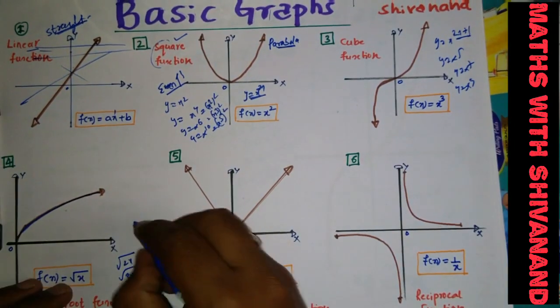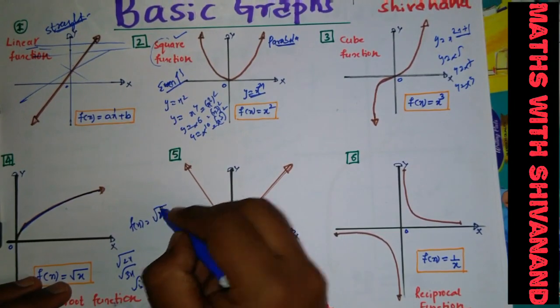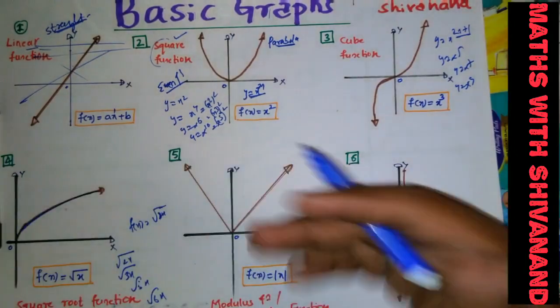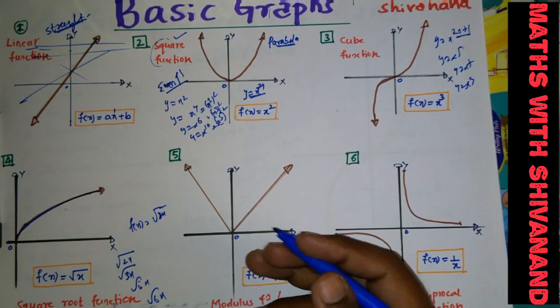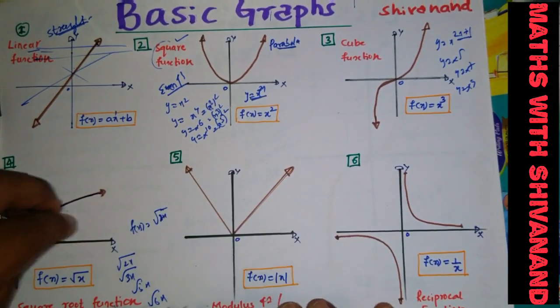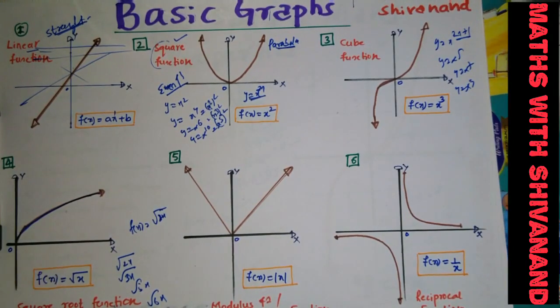Sometimes the question is of the type f of x is equal to root 2x, and asks whether it is one-one or not. To check one-one, we go with the horizontal line test. Definitely it passes, it cuts at only one point, so it's one-one. Root 3x, root 5x, root 6x all have the same format. The appearance of the graph is always the same. Remember this square root function: square root 2x, 3x, 4x, 5x, any x.